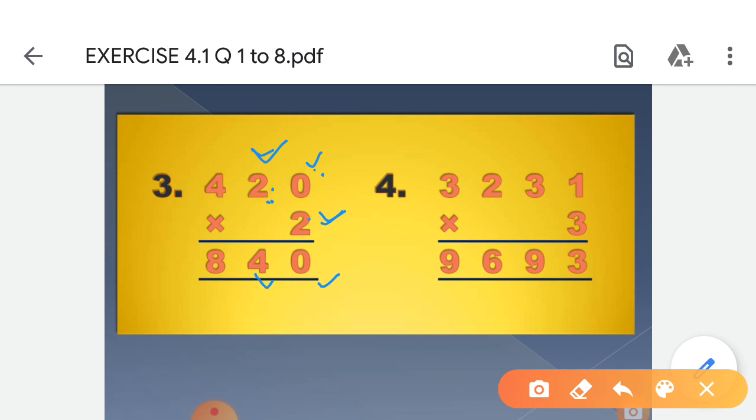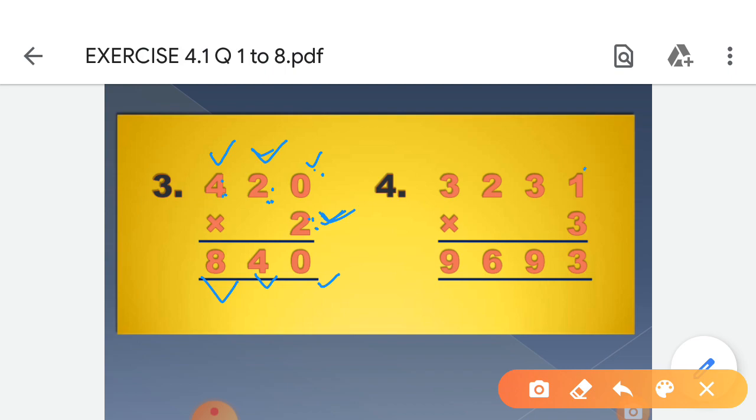2 twos are 4. Now at hundreds place the number is 4. So 4 multiplied by 2. 4 twos are 8. So the answer that we got after multiplying 420 by 2 is 840. Now see question number 4. In question number 4, 3231 multiplied by 3. Again we have to start from ones place.